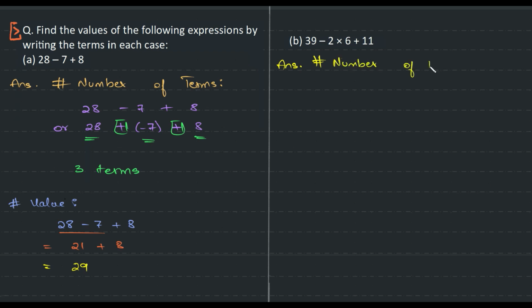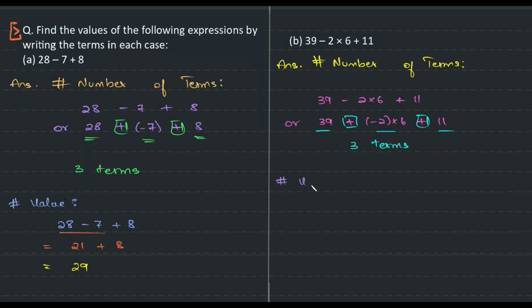Number of terms. So we have 39 minus 2 into 6 plus 11. As usual, I can write this entire expression as plus of minus 2 into 6 plus 11. To count the number of terms, I can do that. So we have 2 positive signs and 1, 2 and 3. So basically we have 3 terms.